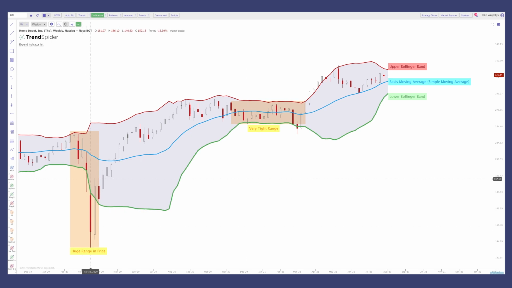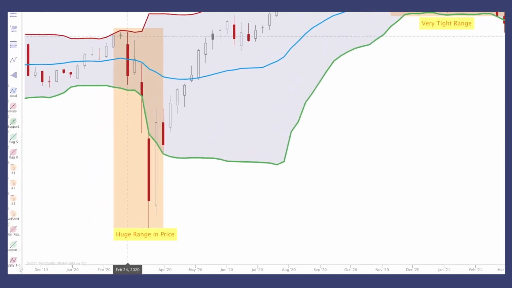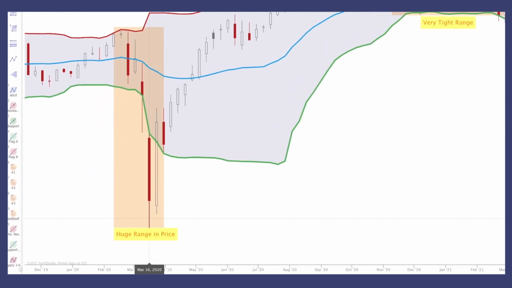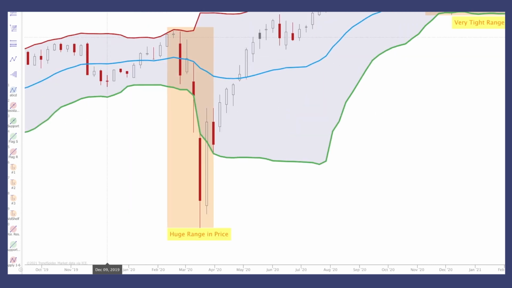price. So in this case, you can see back in 2020 when we had the COVID drop, notice that this huge drop in Home Depot from 246 all the way down to 141 made the Bollinger Bands expand, because now that range of prices that you're looking at over the last 20 weeks is huge. Before, we were trading in a pretty tight level. So you can see the Bollinger Band upper and lower bands are trading pretty smoothly.